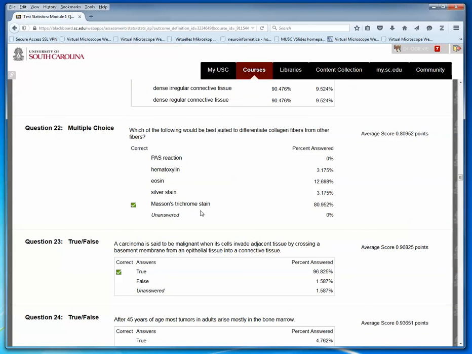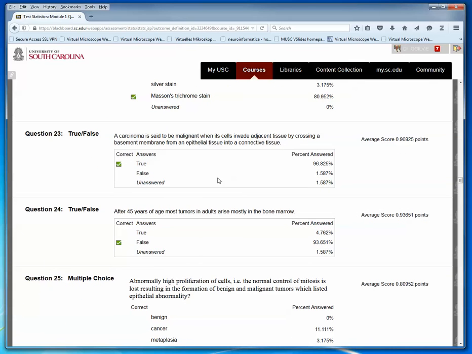Masson's trichrome, best for collagen, whether it's a green stain or a blue stain. It will really, really make collagen stand out. But none of these others will highlight collagen. You will see with eosin, the collagen will be pink, but it will not stand out as remarkable as with Masson's trichrome.